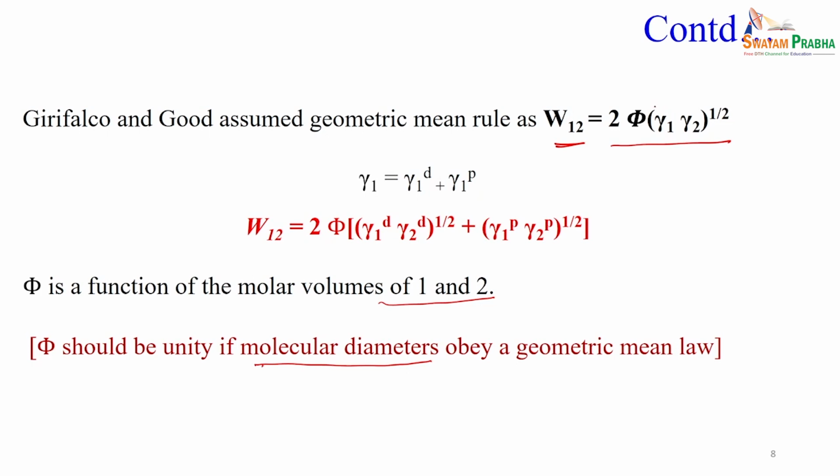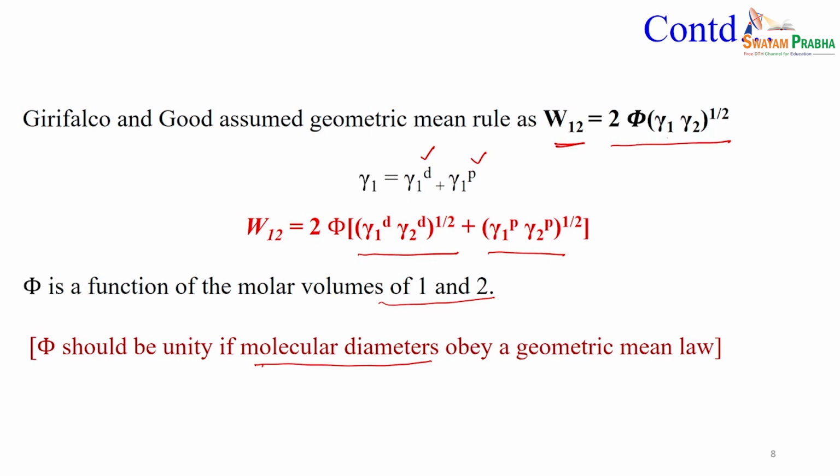And again, if you remember, we discussed that the surface tension of a particular solid or liquid has two components. One is the dispersive or non-polar, the other is the polar. So, if you write gamma 1 as gamma 1 polar plus gamma 1 dispersive, similarly for gamma 2, this will be W12 equal to 2 phi times [(gamma 1 dispersive gamma 2 dispersive) to the power half plus (gamma 1 polar gamma 2 polar) to the power half].